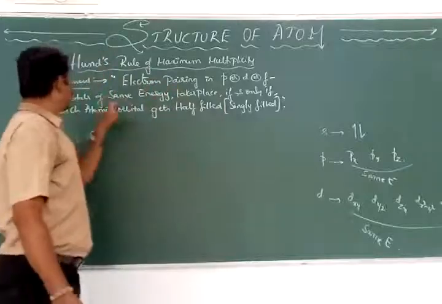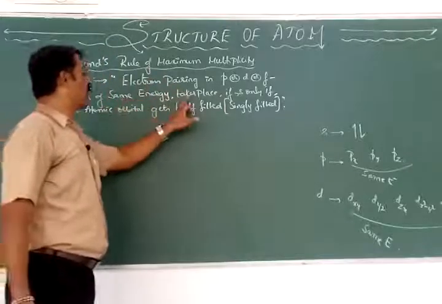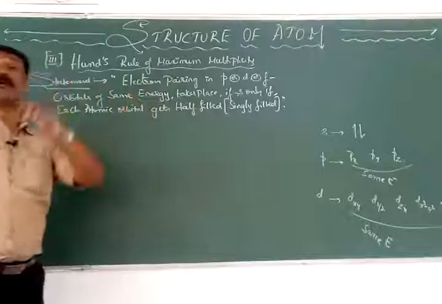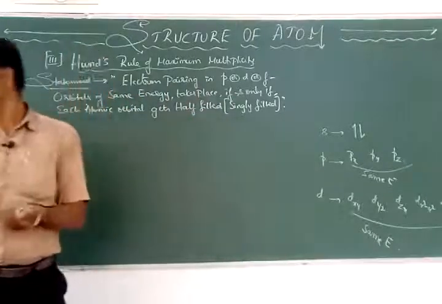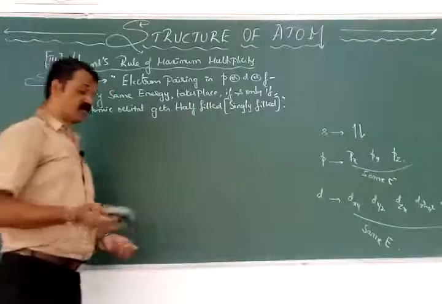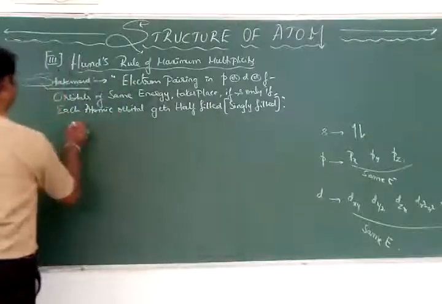Electron pairing takes place in the case of same-energy orbitals if and only if each atomic orbital is half filled. Half filled is also called singly filled. Okay, so let us have the illustration related to this.